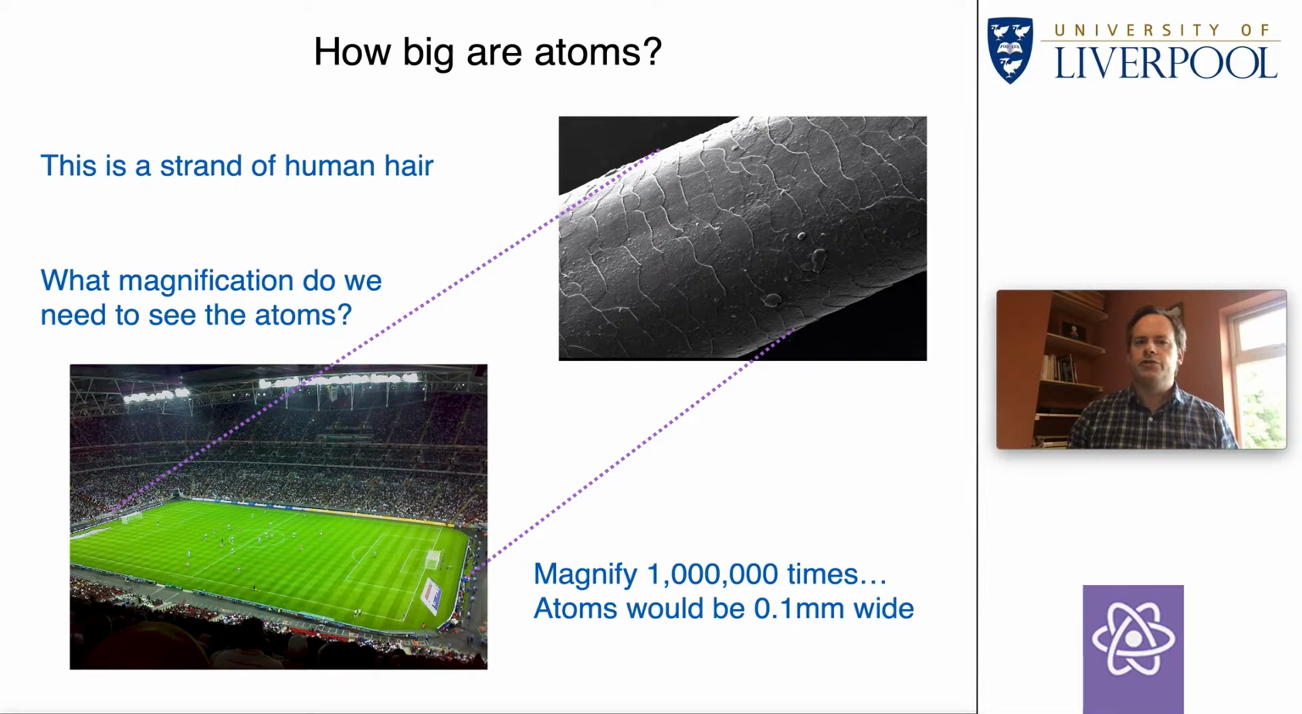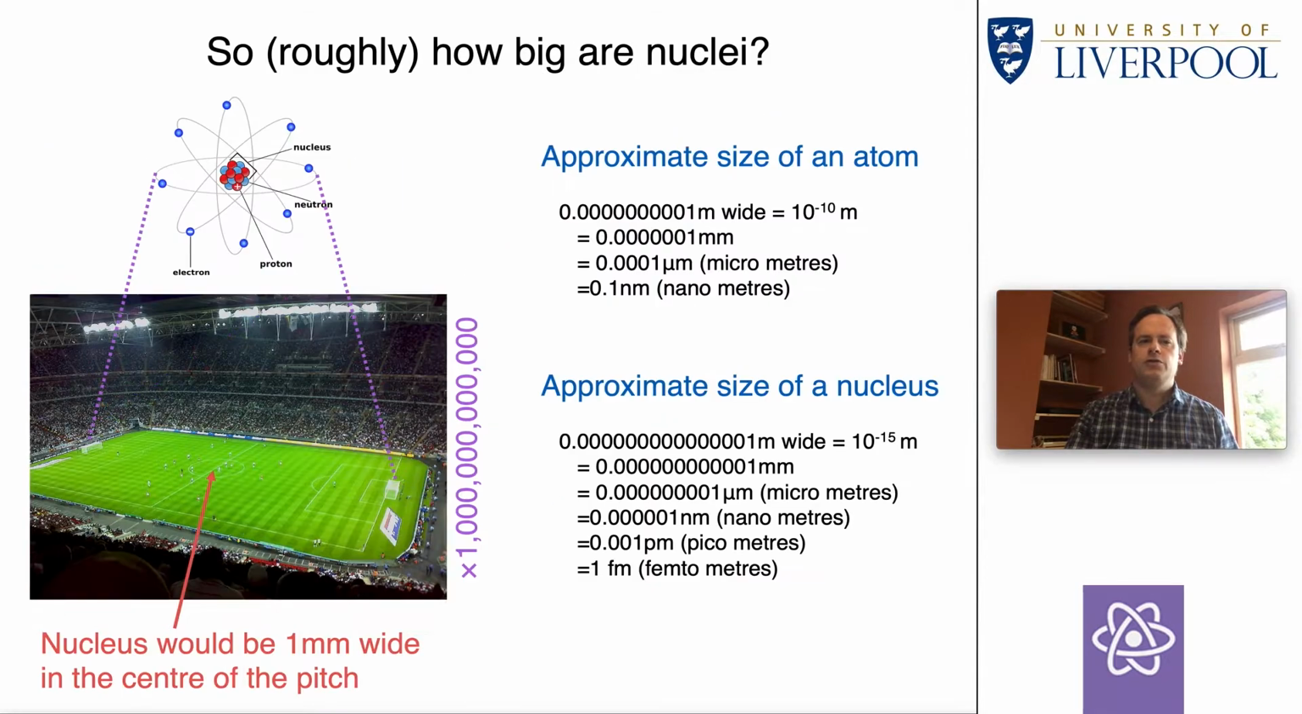The picture shown is a strand of human hair under a microscope. You would have to magnify it 1,000,000 times so that the width is the length of a football pitch, even to make one of its atoms 1/10 of a millimetre wide. So what about a nucleus?